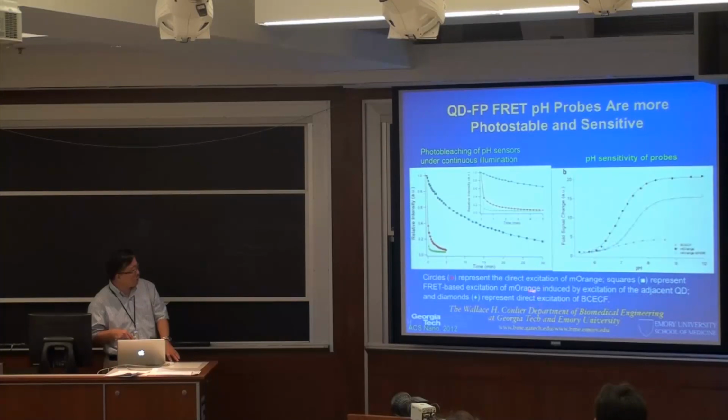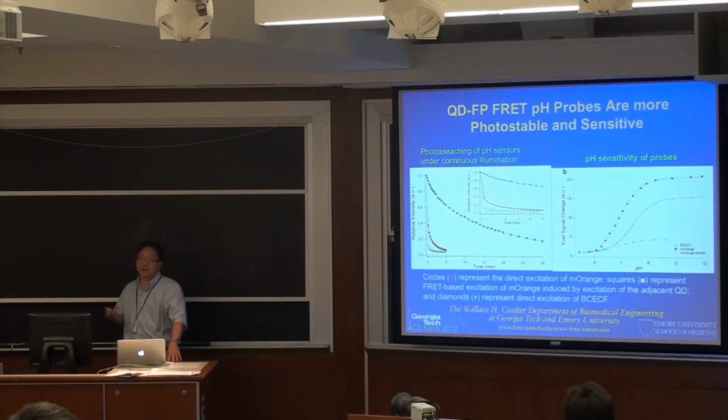One dye that is commonly used for pH measurements is this dye, BCECF. You see that the green curve, that is, within 1 minute, the fluorescence intensity of this dye is reduced by more than 90%. If you take the mOrange protein, which is the red curve, within 2 minutes, the fluorescence intensity is reduced by more than 80%. So photobleaching is a big issue.